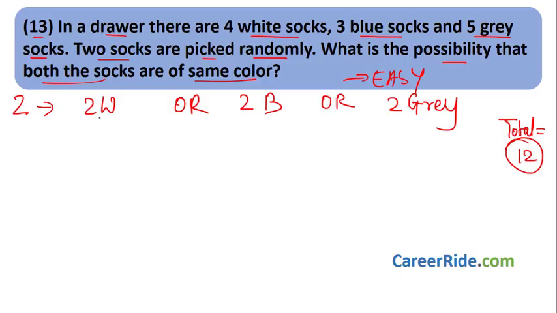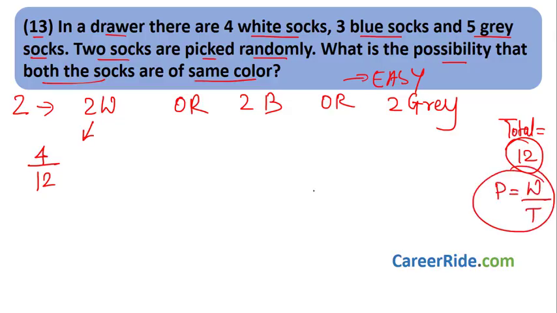Now both can be white, that is, choose the first white sock. What is the probability? 4 divided by 12. Why? Probability, look at the right hand side, probability is what I want divided by total. I want white, so there are 4 white socks, so 4 possibilities divided by 12, and then I choose the second sock, and since already 1 white sock has been taken, the probability will be 3 by 11. Why 11? Because already 1 sock has been taken out and it is in my hand.